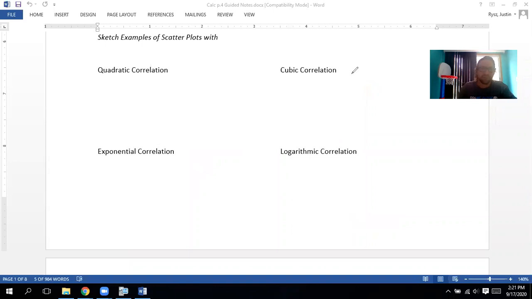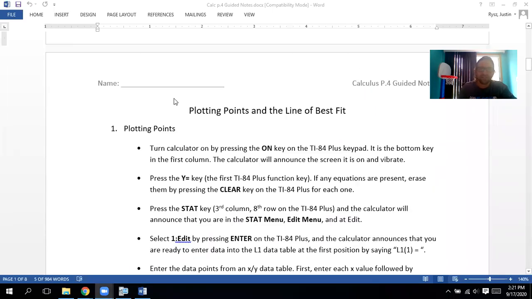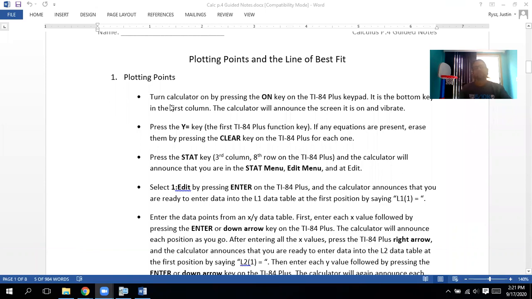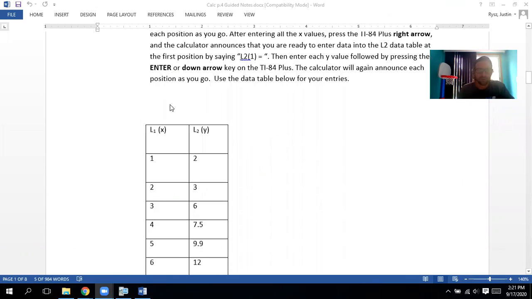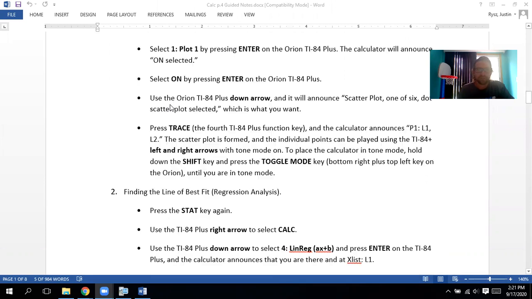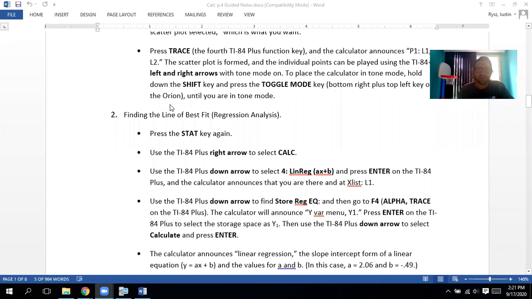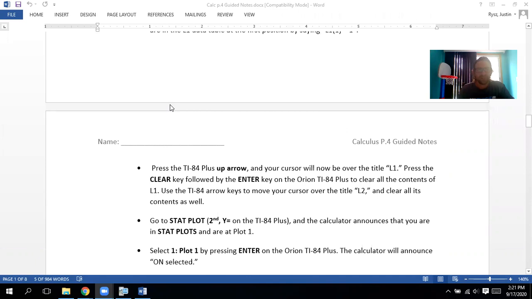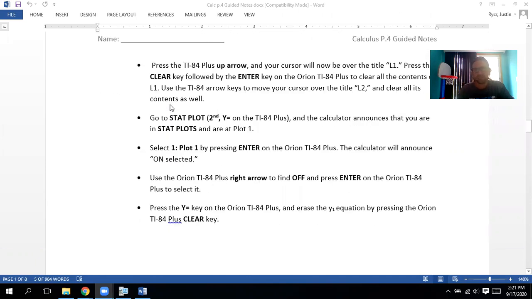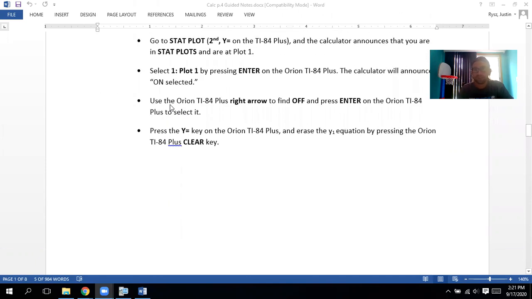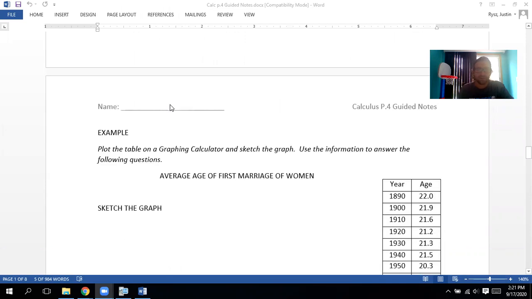Okay, so next what we're going to do is using those data and finding lines of fit in the calculator. This is a lot of notes here. I'm going to walk through this whole thing for you. This is just an example walking you through how to get a linear regression on a calculator. If you want to read through that, you can, and you can always go back to this if you get lost. But in this video, I'm going to walk you through this.